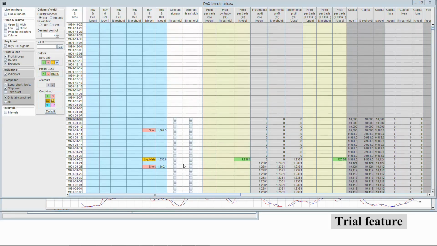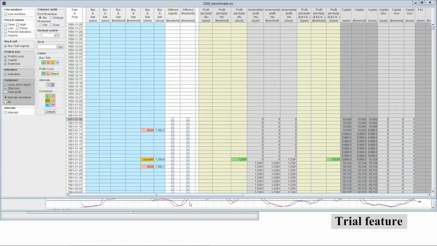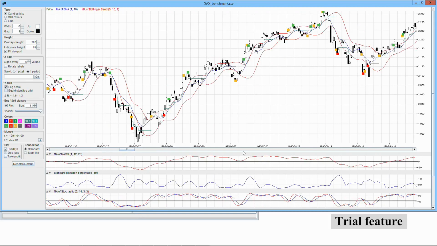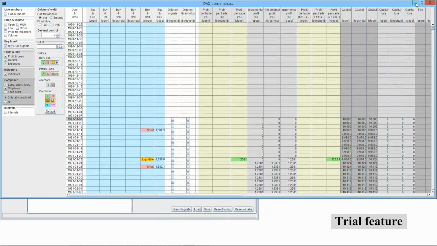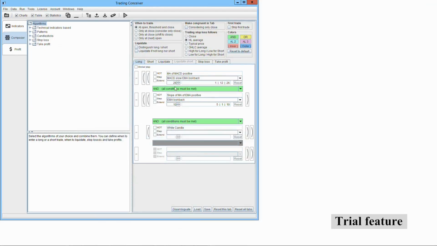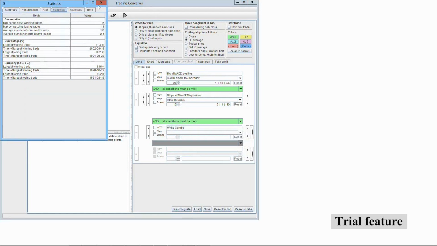A simulation will be run with your historical data, but the algorithms used to compose the trading system and the indicators shown will be automatically selected. You cannot select or change them. This way you can test whether Trading Conceiver works properly with your own historical data file.